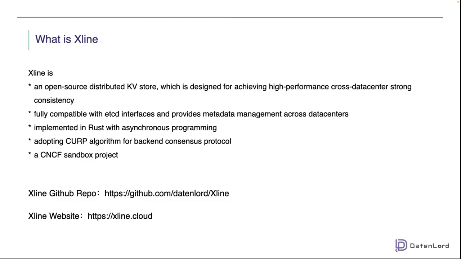First, let's get to know what Xline is. Xline is an open source distributed KV store developed by Datenlord, designed for achieving high performance across data centers and strong consistency. Xline is fully compatible with the etcd interfaces and provides metadata management across data centers. Written in Rust, Xline adopts the CURP algorithm as its backend consensus protocol, and currently Xline is also a CNCF sandbox project. The following two links are the GitHub repository address and the official website of Xline, respectively.